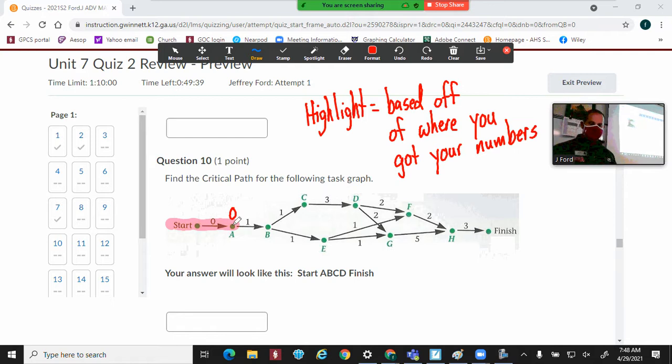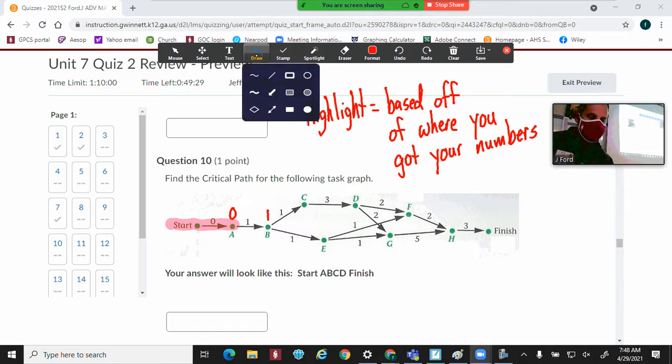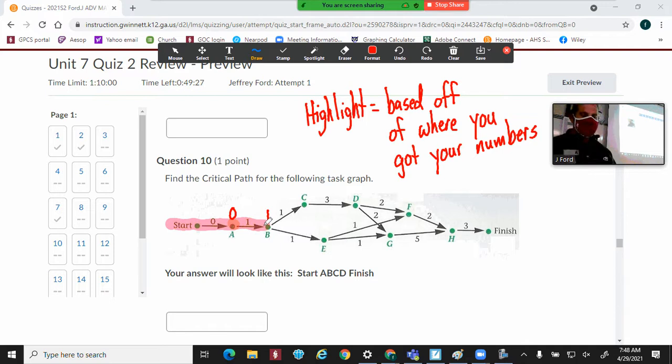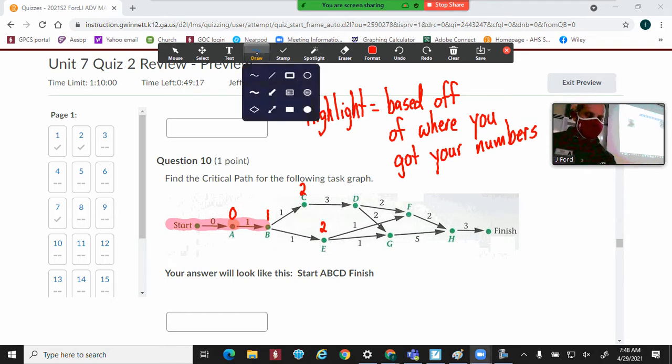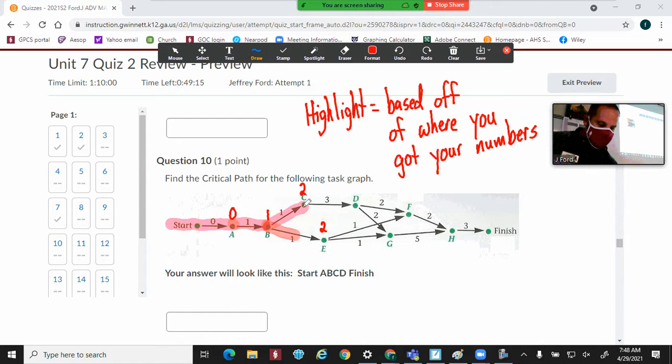Looking at B, if A starts at 0, B is going to be 1. Again, where did you get 1? What did you base your number off of? Well, it came from A. So you're going to highlight A to B. There's your critical path being built. If you look at C, as well as E, they have a start time of 2. Again, highlight where you got those numbers. Notice that my critical path has now split into 2. It's okay because eventually one of them is going to stop and you're going to end up with 1.